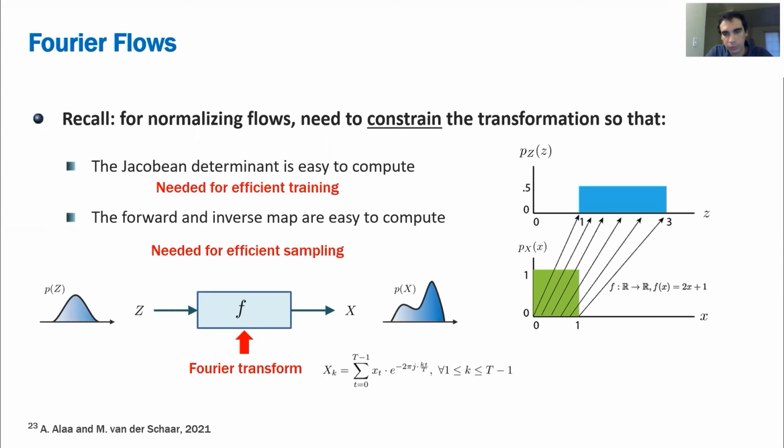And as I said before, in the normalizing flow model design, we care about one particular thing, which is making the Jacobian matrix of the transformation easy to compute, because this will make training the model computationally feasible. And we also want the model to have an easy to compute forward and inverse mapping so that we can sample from it efficiently.